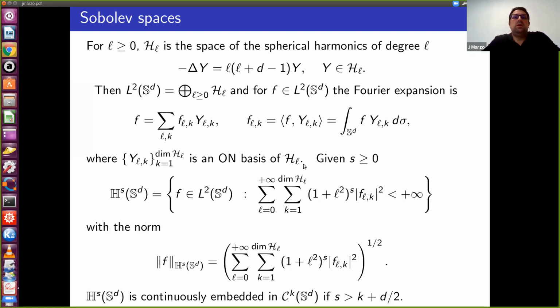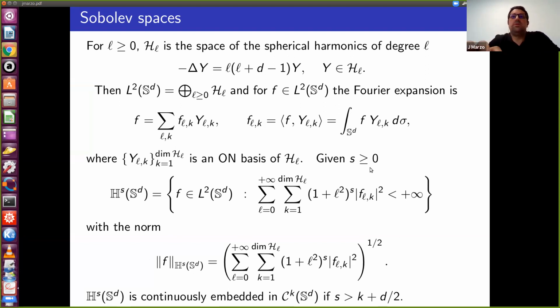Okay, and then I'm going to define the Sobolev space H^s. This is the set of functions in L2 satisfying this bound. Okay, so this thing here is bounded. And I'm going to take the square root as the norm. Okay, the norm is the square root of this guy here.